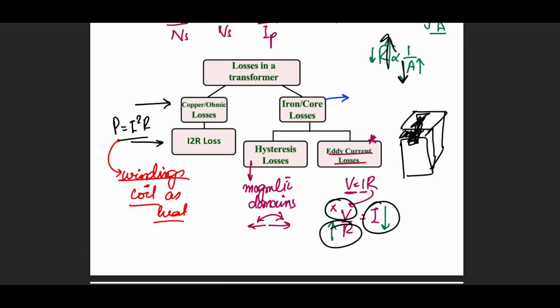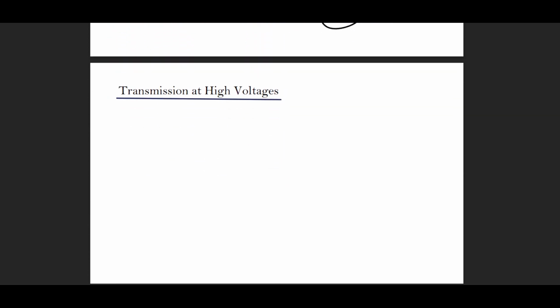I hope that we understand the sources of power losses in a transformer. This is not covered in O levels. This is primarily covered in A levels, right? So we understand the eddy current losses, the hysteresis losses, and the copper or heating losses. All of these three losses generate heat in the transformer, one way or the other.